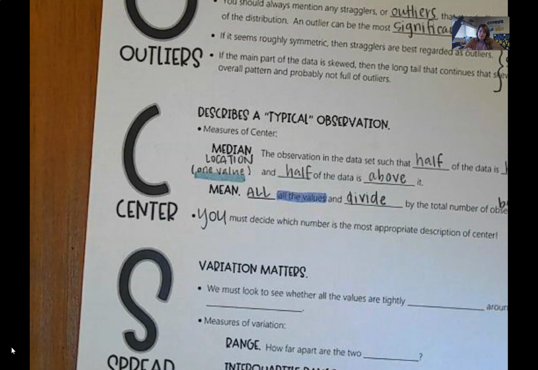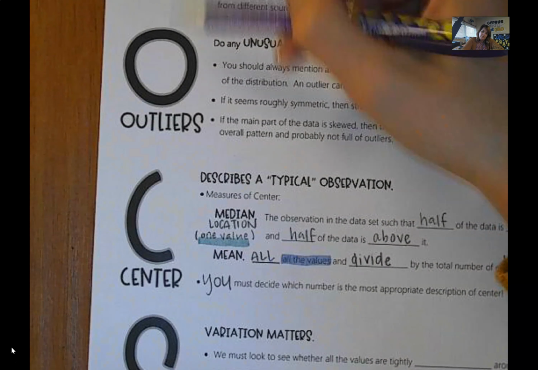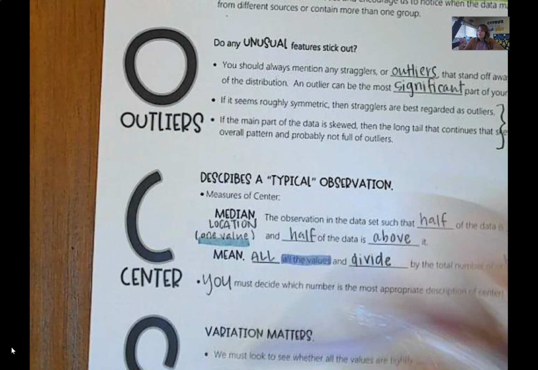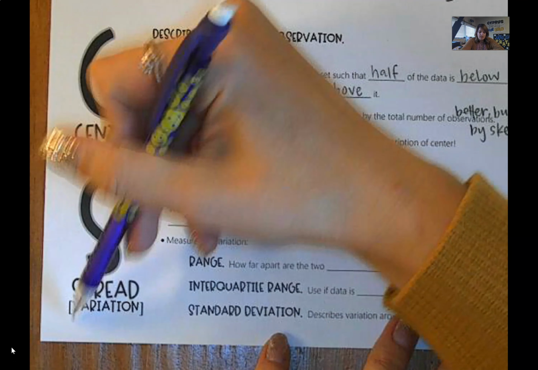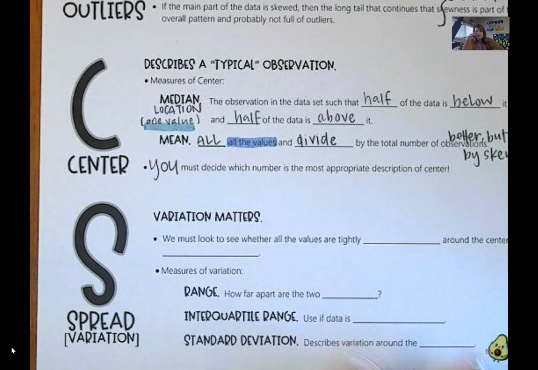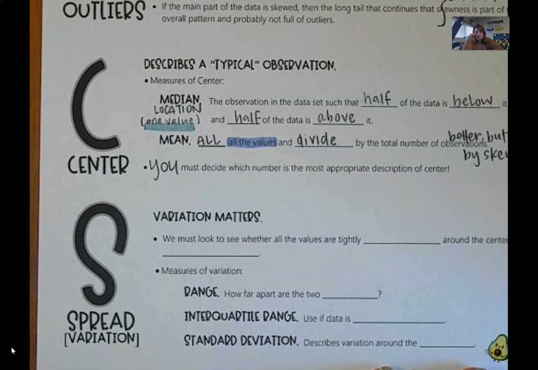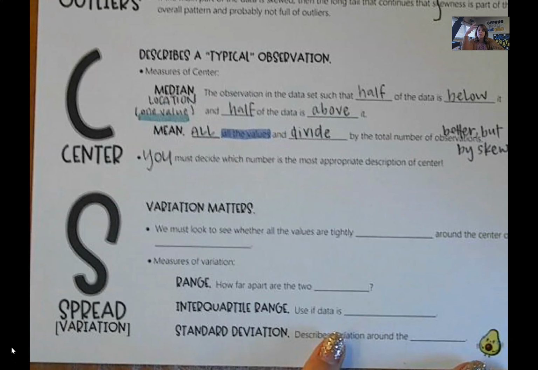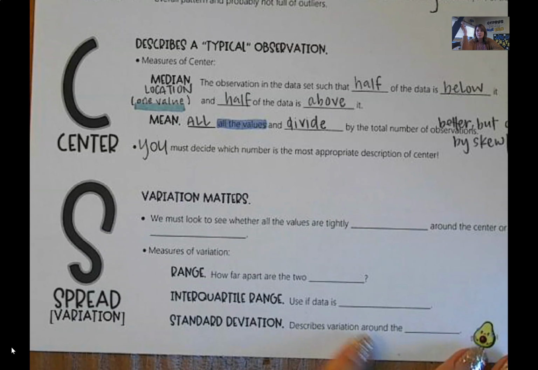Now, I prefer the acronym SOCS, but your textbook uses the acronym SOCV. And that's why down here under spread, I have the word variation. So spread and variation are the same thing. It just means how varied is your data, like what is the range of your data, how low do the values go and how high do the values go. We care about how spread out a data set is.